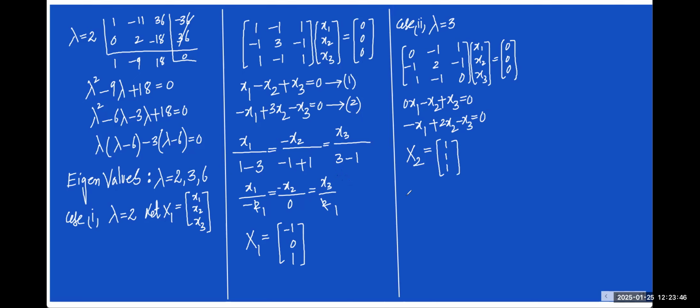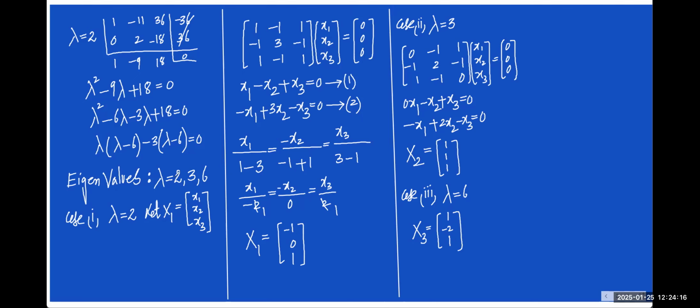You can solve it later on. If you don't get it, you'll tell me. Third case, you have to take lambda is equal to 6 and the corresponding eigenvector for lambda is equal to 6 will be capital X3 is equal to (1, -2, 2). Now for each eigenvector, you have to find out the normalized eigenvector.